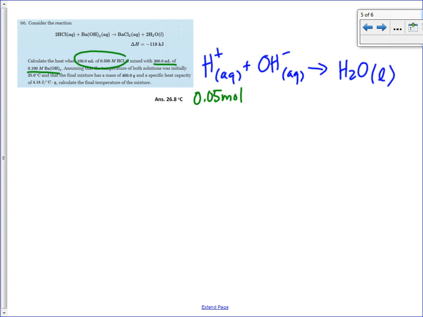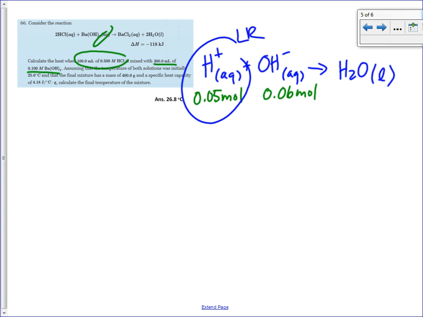Now the hydroxide, first you can get the moles of the barium hydroxide, that'll be 0.03. But if I want hydroxide ion, I'm going to have to double that because each mole of barium hydroxide gives me 2 moles of hydroxide. So this is actually 0.06. If you don't pay attention to that, you could easily get your limiting reactant wrong. That, the hydrogen ion, is the limiting reactant.